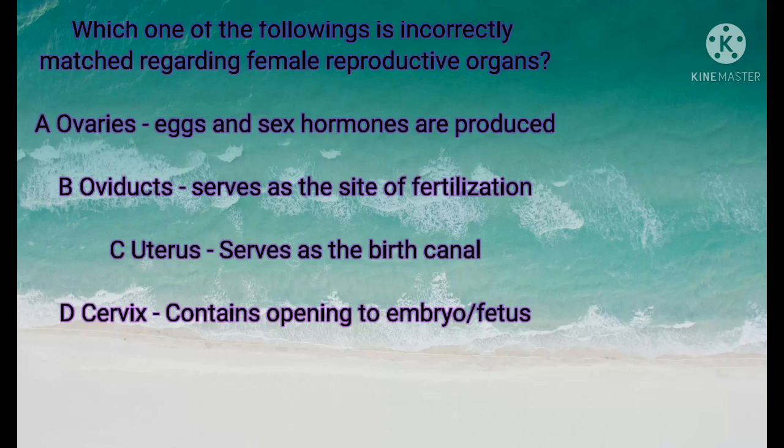The question is: which one of the following is an incorrect match regarding the female reproductive system? Ovaries are the part in which eggs and sex hormones are formed. The sex hormone in females is estrogen, and the eggs, the secondary oocytes, are formed inside the ovaries. Females have two ovaries, also called the primary sex organ or the gonads. Then the second option is the oviduct.